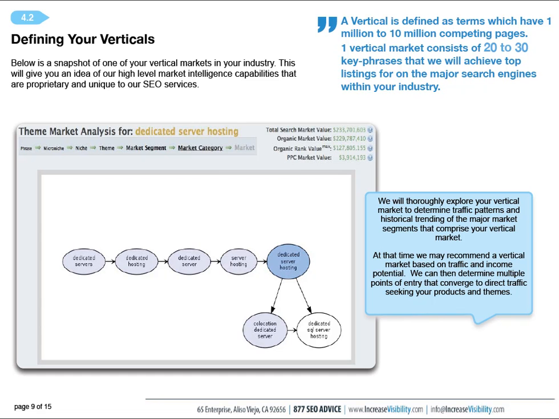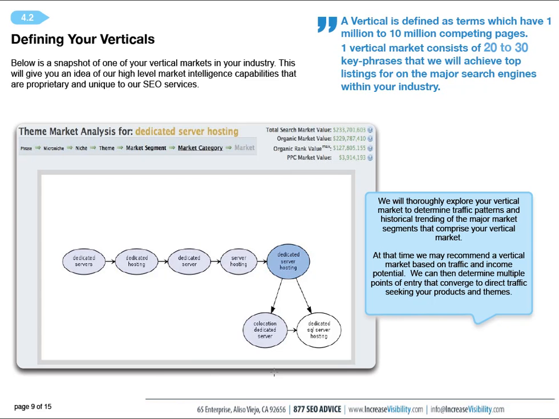A vertical is defined as a term which has 1 million to 10 million competing pages. A vertical market consists of 20 to 30 key phrases that you achieve top listings for on the major search engines. Now, you may change the variability of that. You may do 10 terms or whatever, but generally speaking, you want to go for the vertical. Dedicated server hosting is the example they gave.